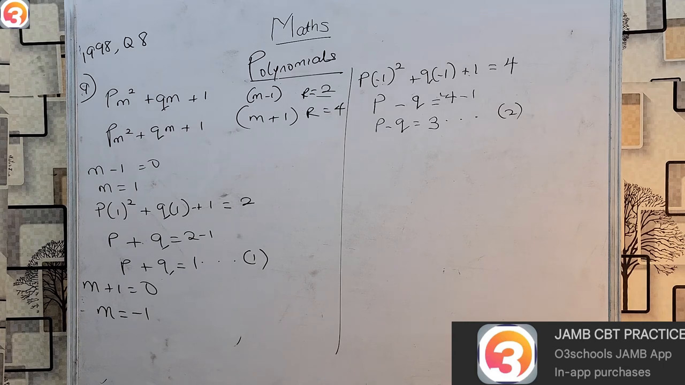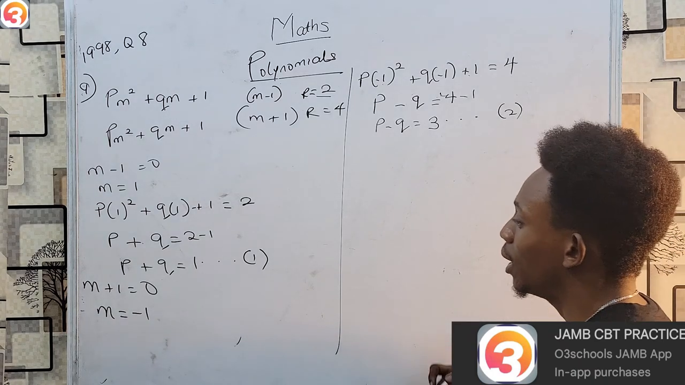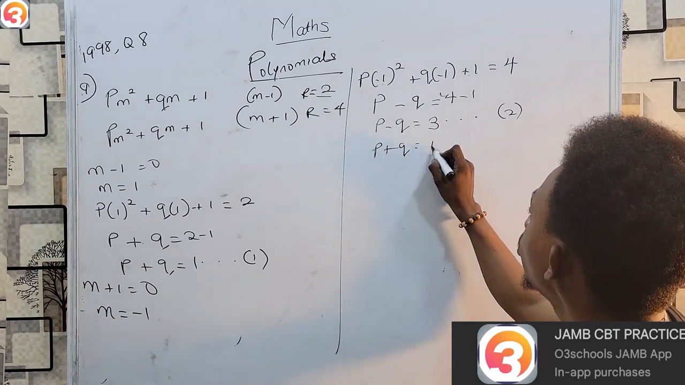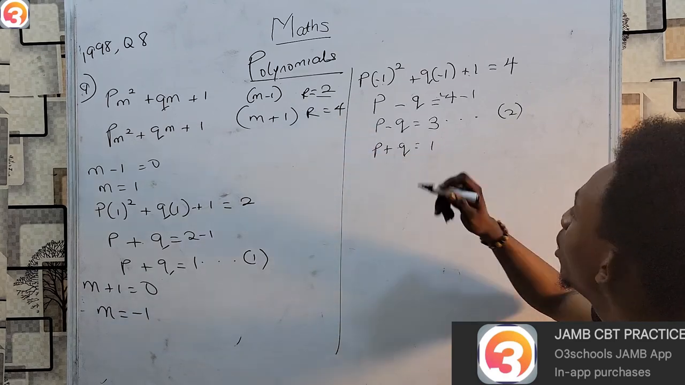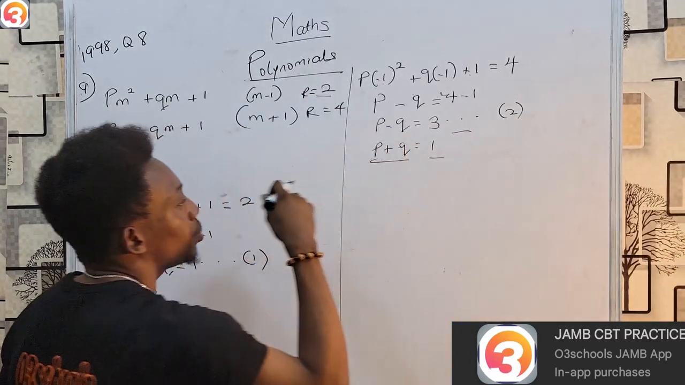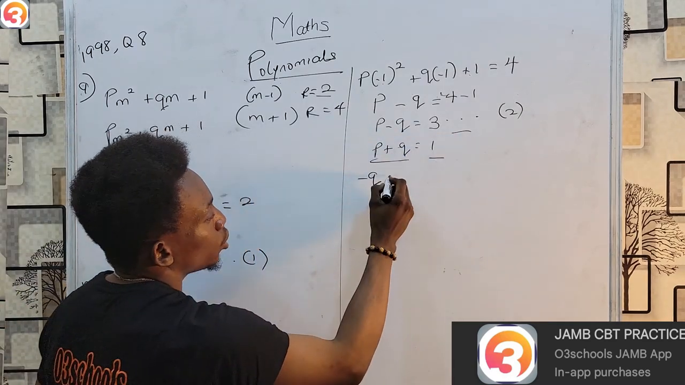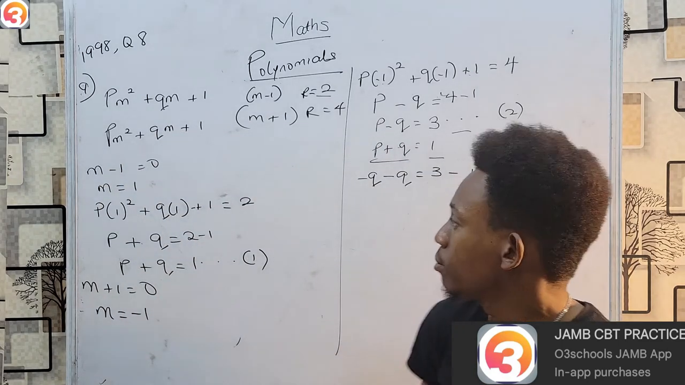So you see, right now I have two equations already, and that must be simultaneous equations. Two unknowns, two equations. If you don't know how to solve this, please go back and check out the video on simultaneous equations. For now, let's see. This is p plus q equals 1. Let's eliminate. Because these p's are the same, I don't have to multiply. I can just subtract easily: p minus p, 0, eliminated. But I'll have minus q, minus times plus minus q, equals 3 minus 1.